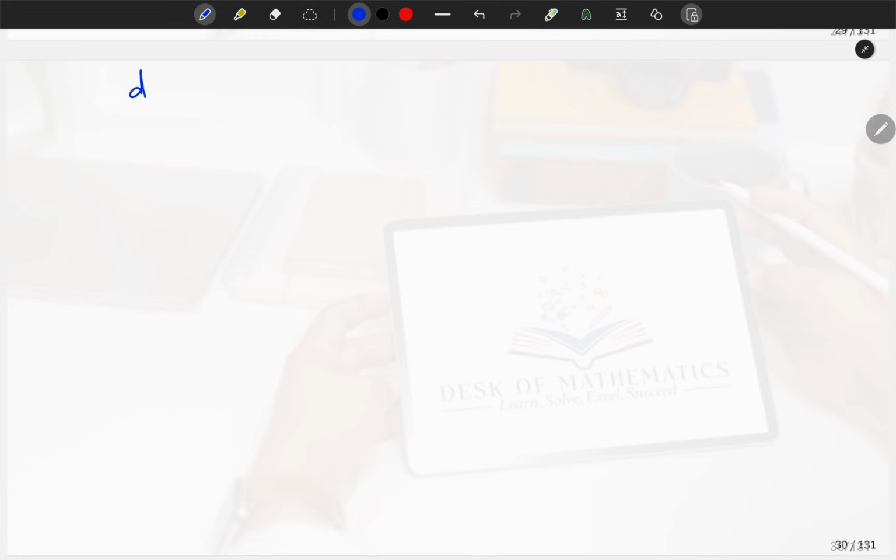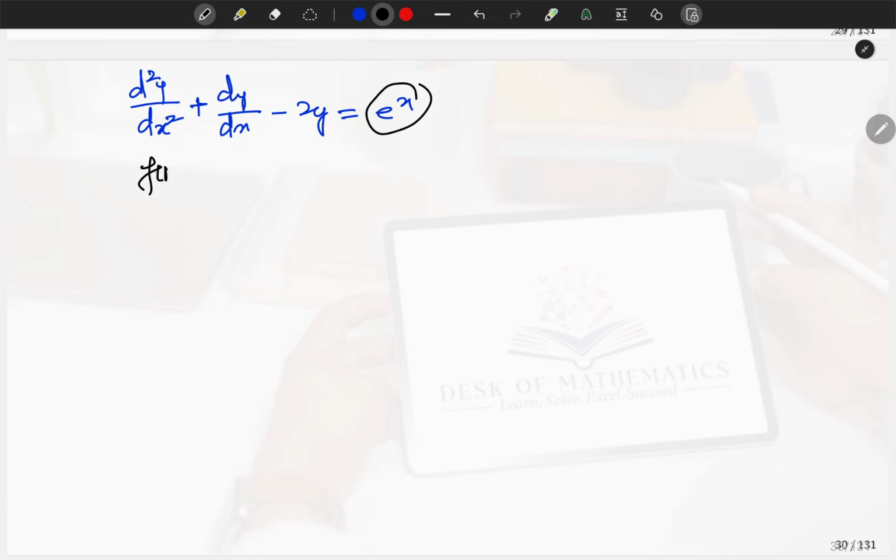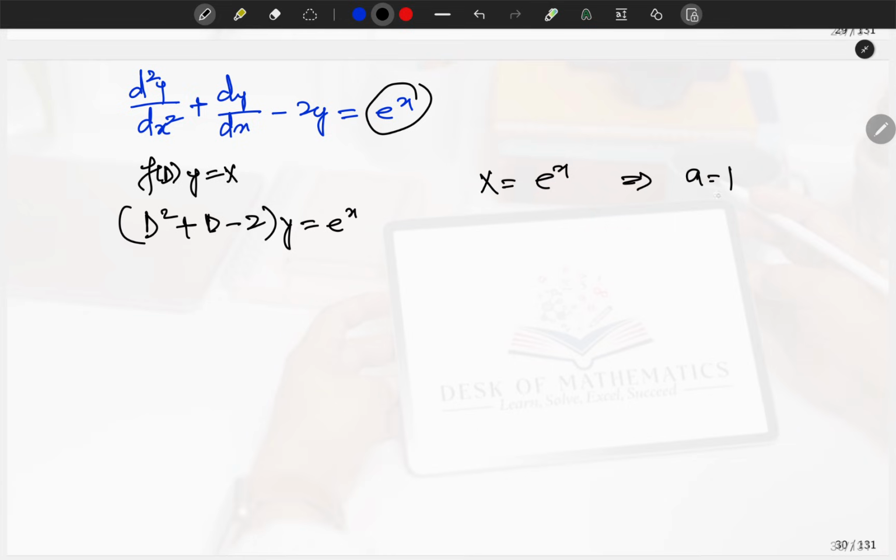Similarly, they will give the question d square y divided by dx square plus dy by dx minus 2y is equal to e raised to the power x. You have to solve this. As I told you, on the RHS you have e raised to the power x, so you will convert it into f of D of y is equal to X. So now what is f of D? D square plus D minus 2 of y is equal to e raised to the power x. Your X is now e raised to the power x. It means that your a is equal to 1, when you have e raised to the power ax.